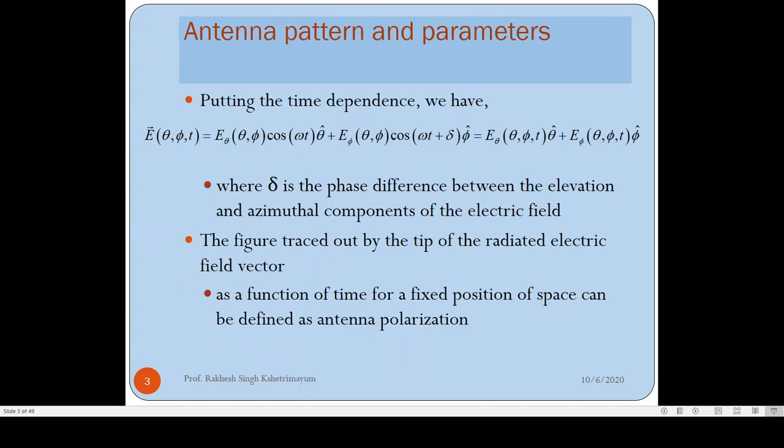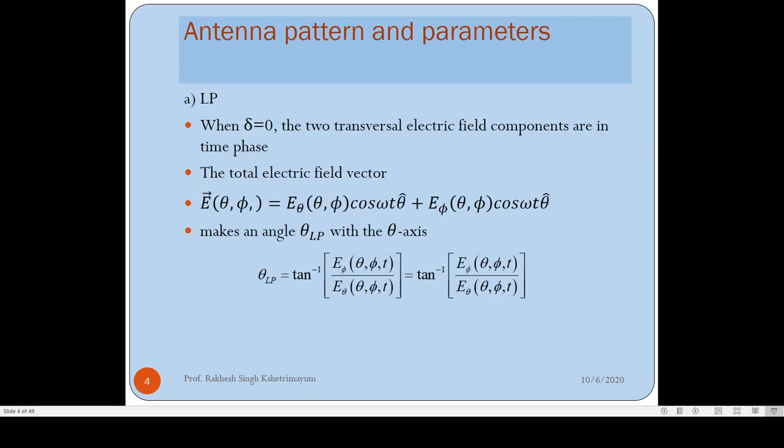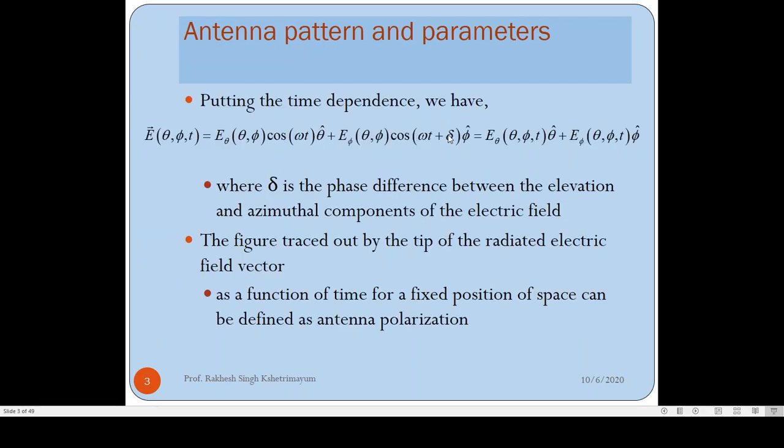Now if you put in the time dependence, since the previous expression was space dependent, then we can express the electric field as a function of theta, phi and t as E theta cosine of omega t theta hat plus E phi cosine of omega t plus delta phi hat. Here you can see there is one extra term, delta. Delta is the phase difference between your elevation and azimuthal components of the electric field. If your E theta and E phi are not of the same phase, that phase difference is denoted by delta here.